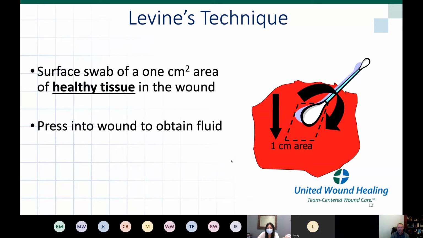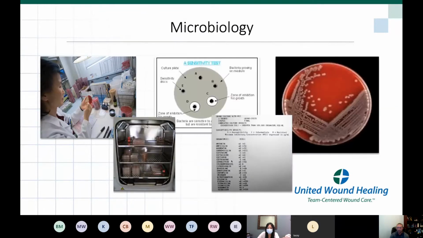So you can see you're going to spin the wound culture swab in a 1 centimeter area.